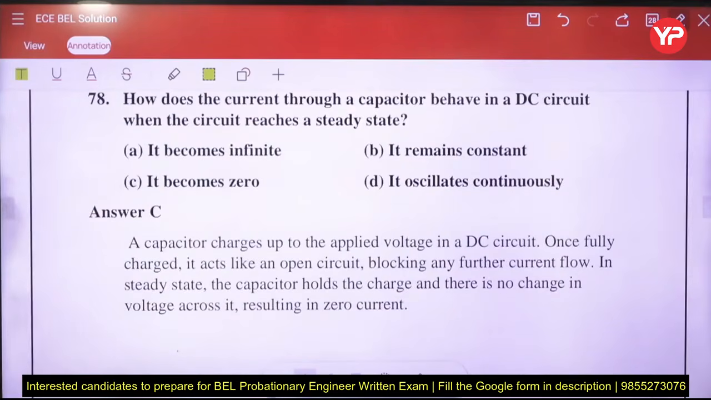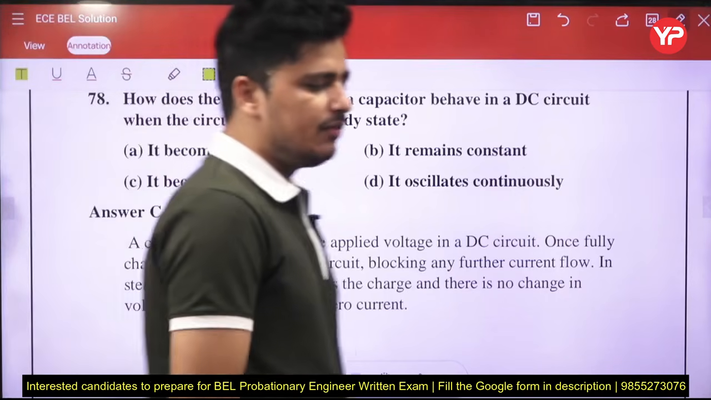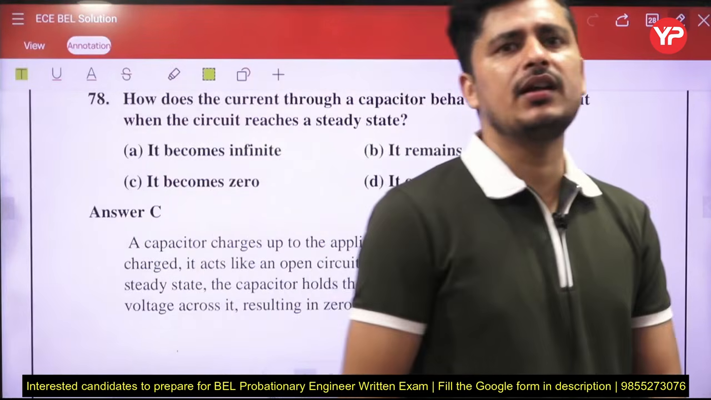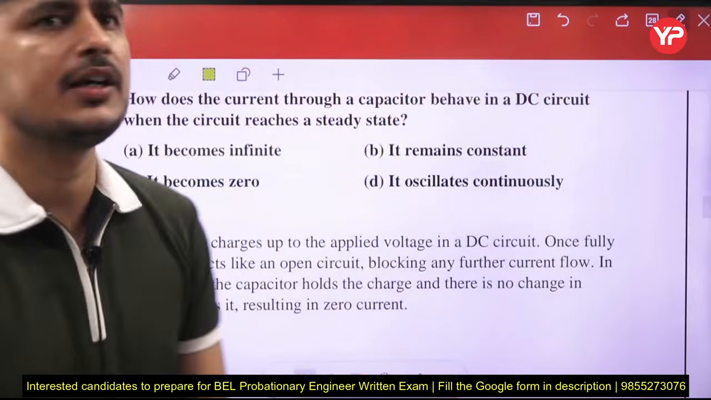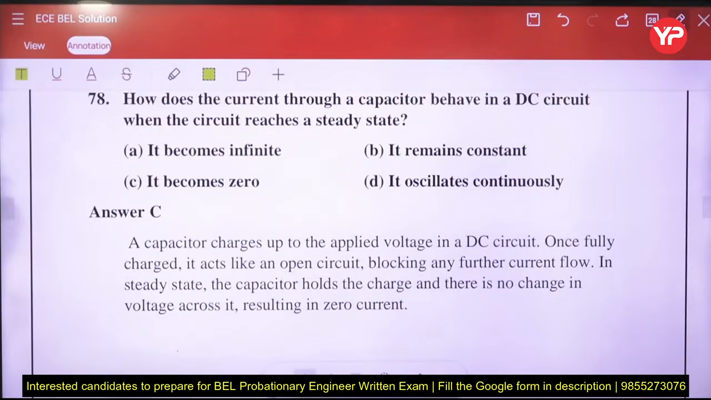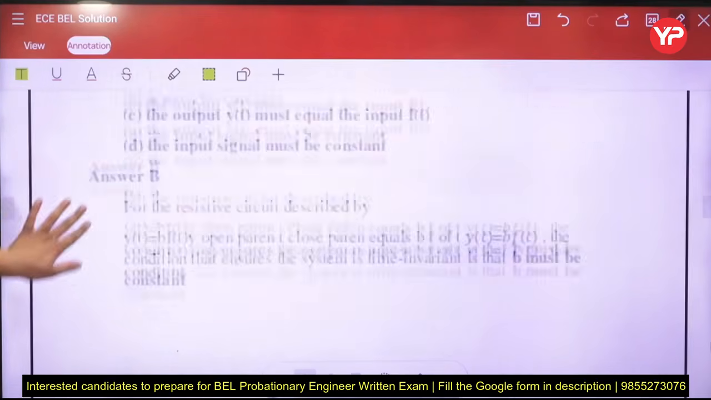How does the current through a capacitor behave in a DC circuit when the circuit has reached steady state? Whenever your circuit has reached steady state, the capacitor will behave as an open circuit, so it means your current becomes zero in that circuit. So the answer will be C.